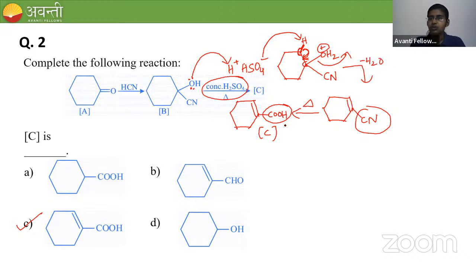And this compound on heating forms the carboxylic acid, which is COOH. Is this clear now? Yes. Thank you. And we'll go for the next question, that is question number 3.